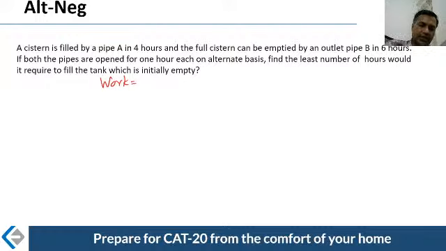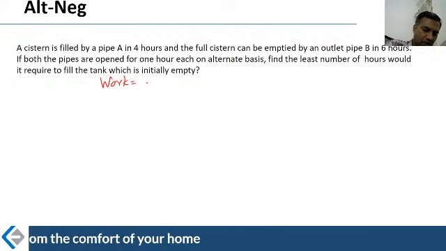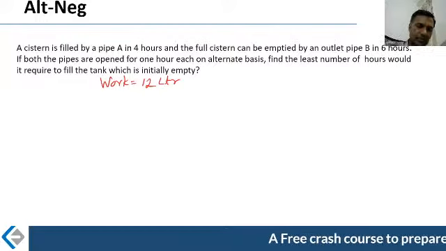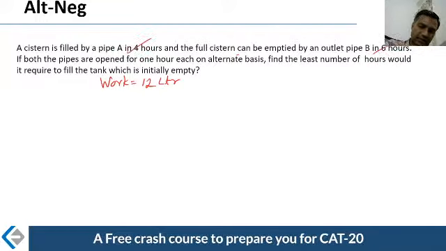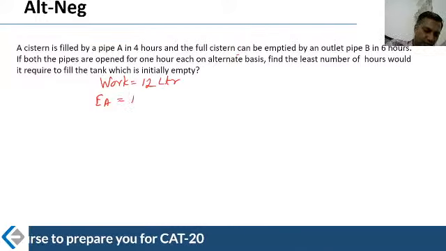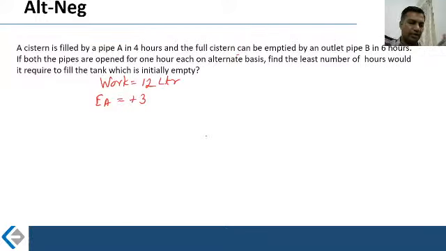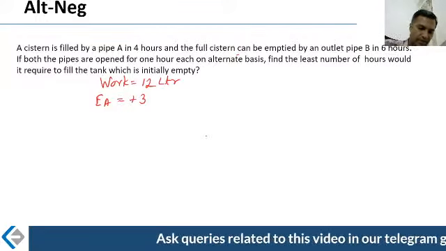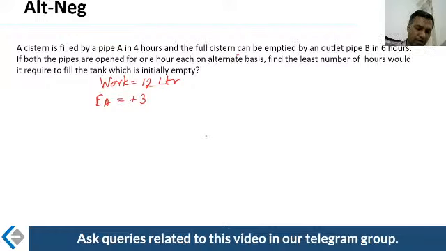Now, what is the capacity? LCM of 6 and 4 is 12. Let's call it 12 liters. That's the LCM of 4 and 6. Now the efficiency of tap A, friends. What is the efficiency of A? 12 divided by 4, that is plus 3. Why plus 3? Now, I said that in this case plus and minus are important. I told you about this. Plus and minus are important.